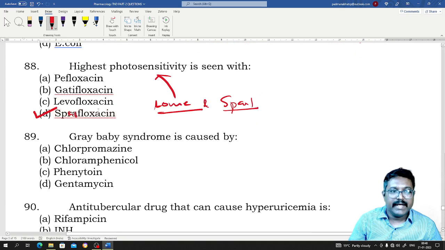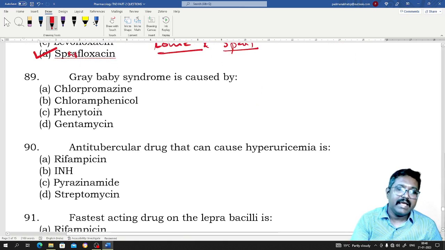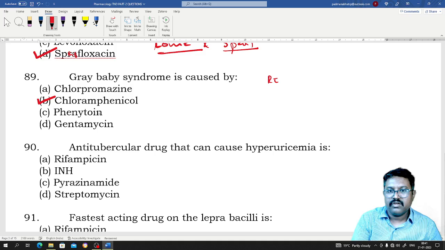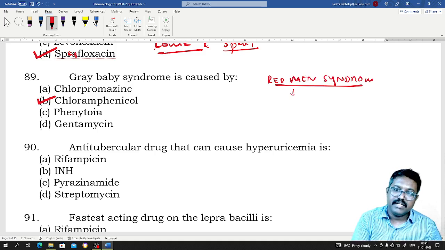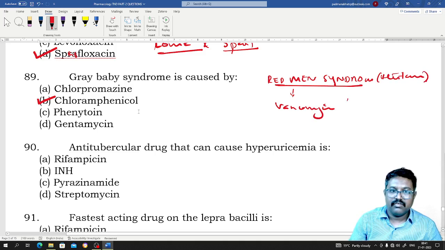So moving on to the 89th MCQ, that is gray baby syndrome is caused by. So again a classical MCQ. This is caused by chloramphenicol, gray baby syndrome. So Redman syndrome is seen with which drug? It is seen with the vancomycin. It is mainly due to the histamine mediated reaction. Histamine mediated reaction. Is that clear? Fine.